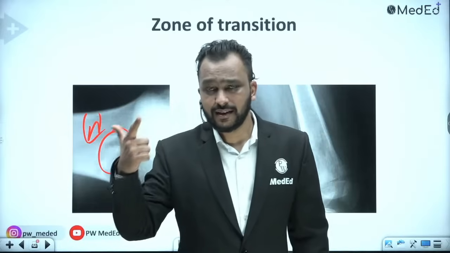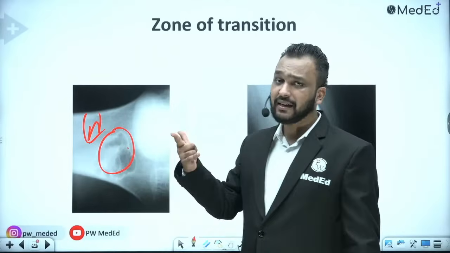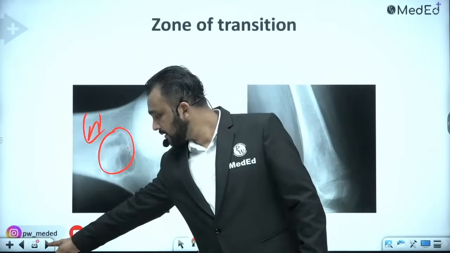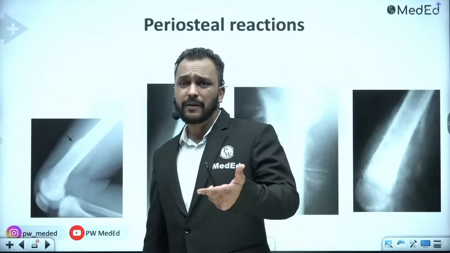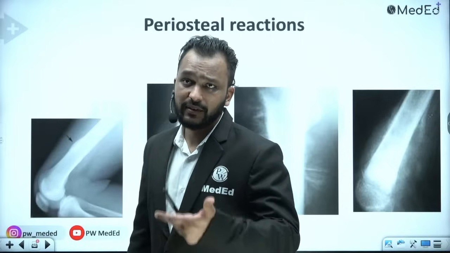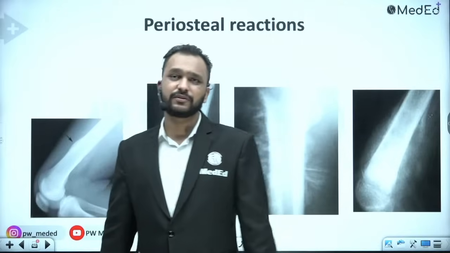So we have discussed age, location and transition zone. Fourth we will discuss the appearance. So in appearance, what can we see? We can see the periosteal reaction.